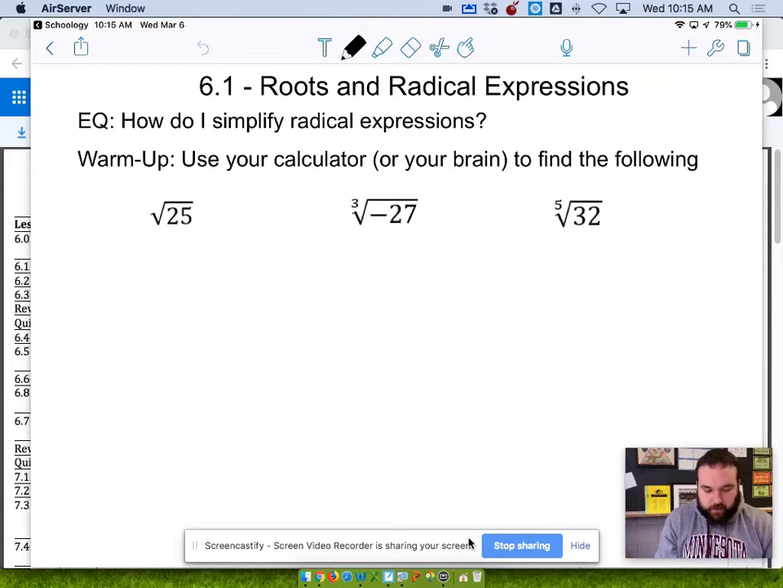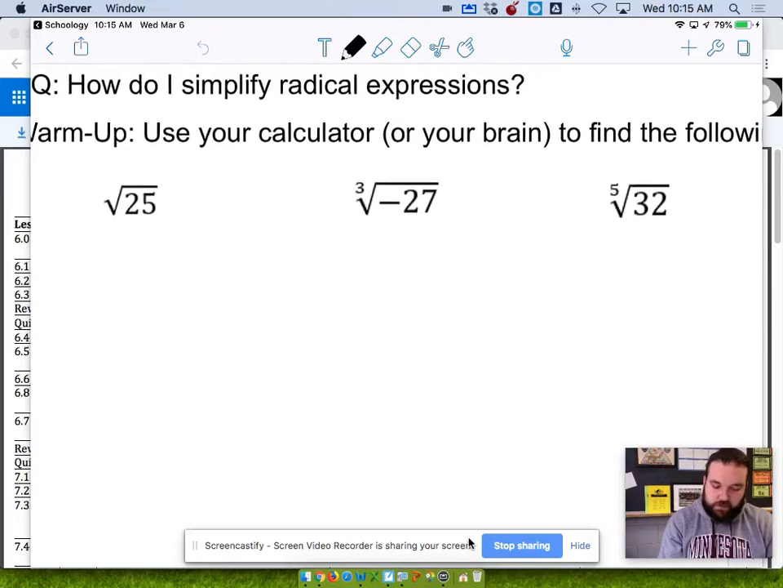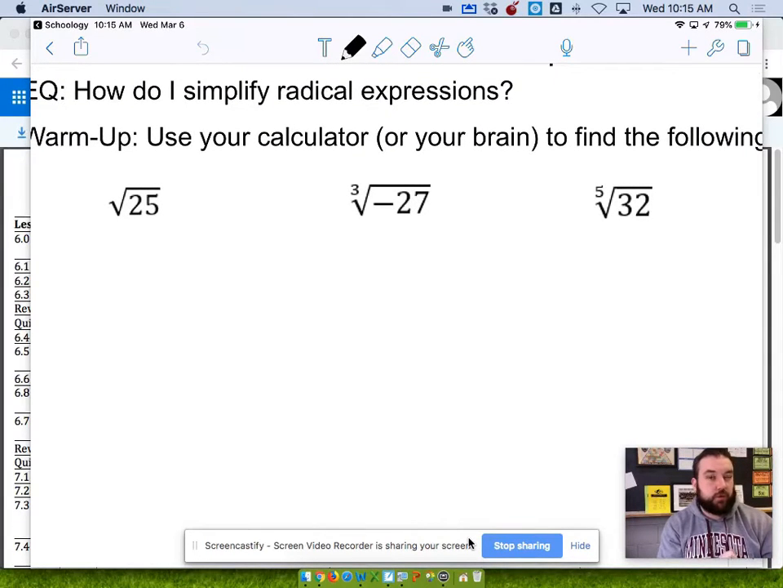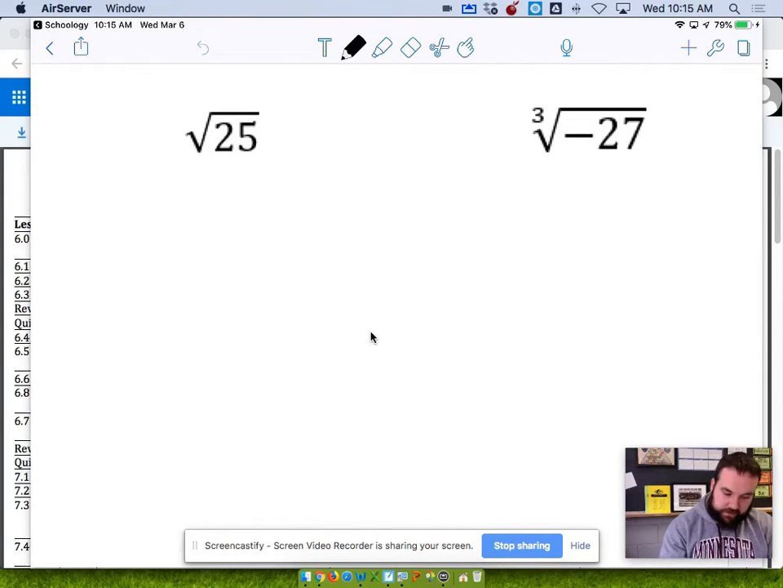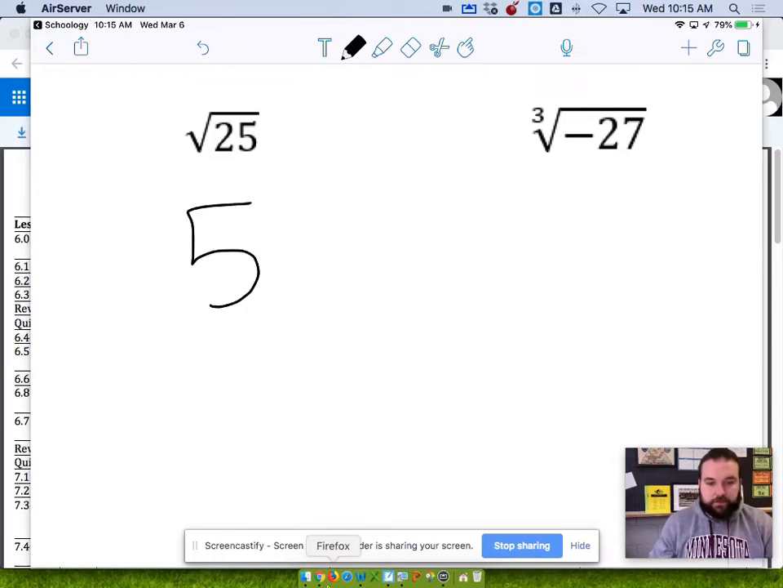But as a quick warm-up, if you don't know how to do this on the calculator, I'm going to show you very quickly. It is how to evaluate something like the square root of 25. Now, most of us know that the square root of 25 is 5, because the square root means what number times itself will give you the given value.